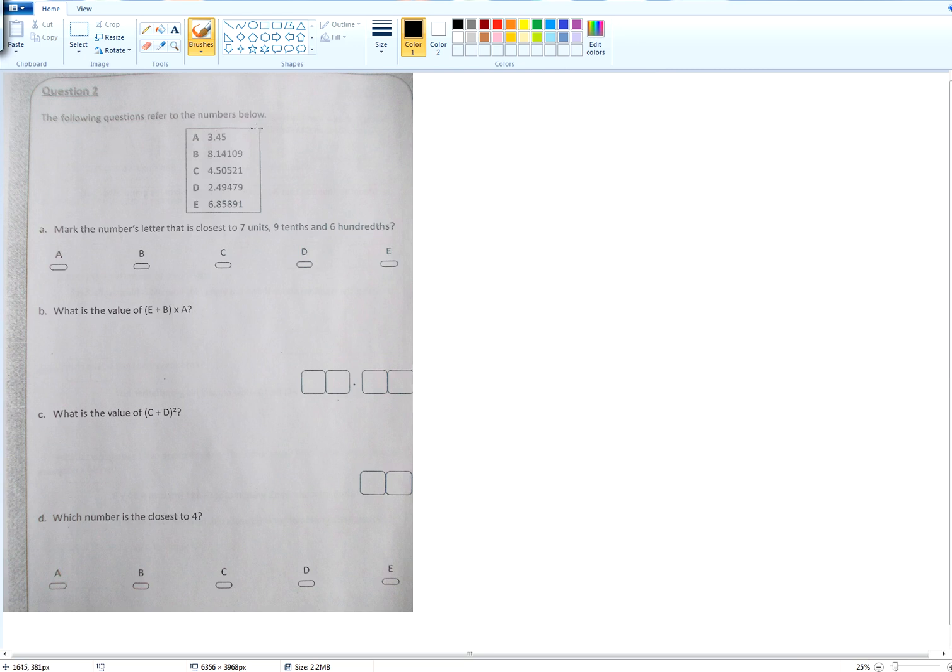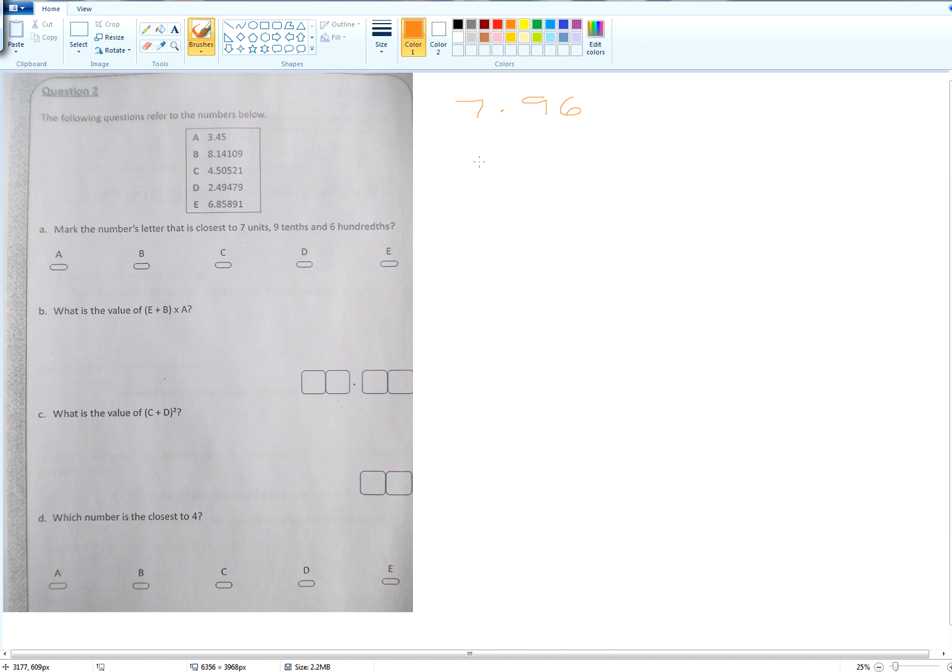The following question refers to the numbers below. Mark the number letter that is closest to 7 units, 9 tenths, and 6 hundredths. So they're looking for something which is close to 7.96. Which is the one which is closest to 7.96? Question number 2, part A, and the answer is B.